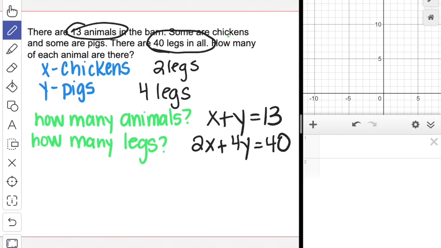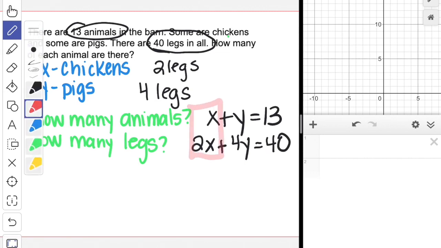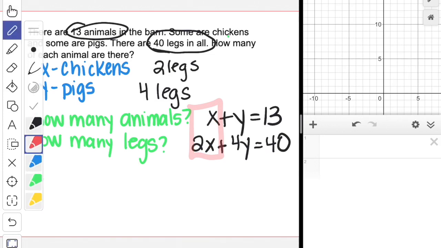Now, when I look at this problem, because we're solving for both, it really doesn't matter which one we decide to eliminate. They're both in standard form. So I'm going to eliminate the x's just because that's the first one I came to. Now I have a 1 and a 2. I need to turn this 1x into a 2x, so the way to do that is to multiply the whole equation by 2.